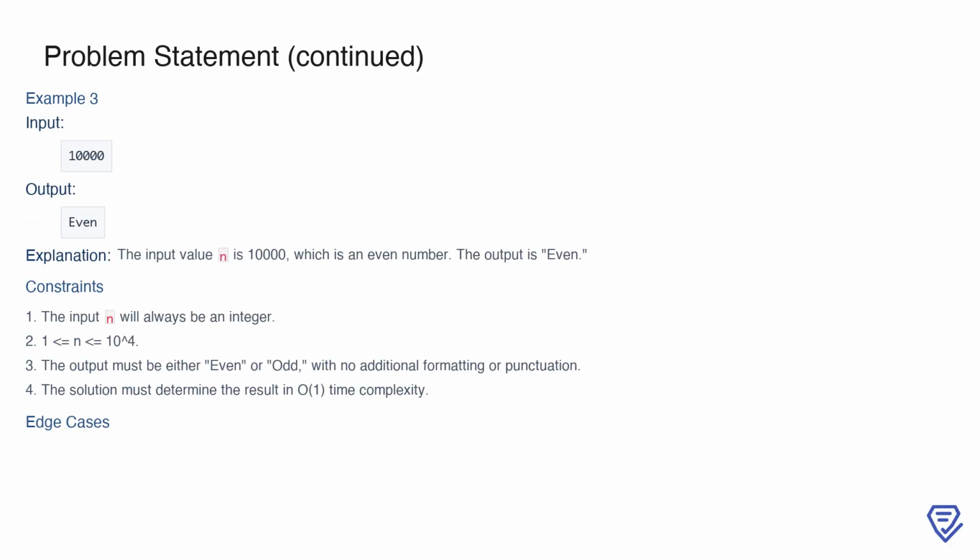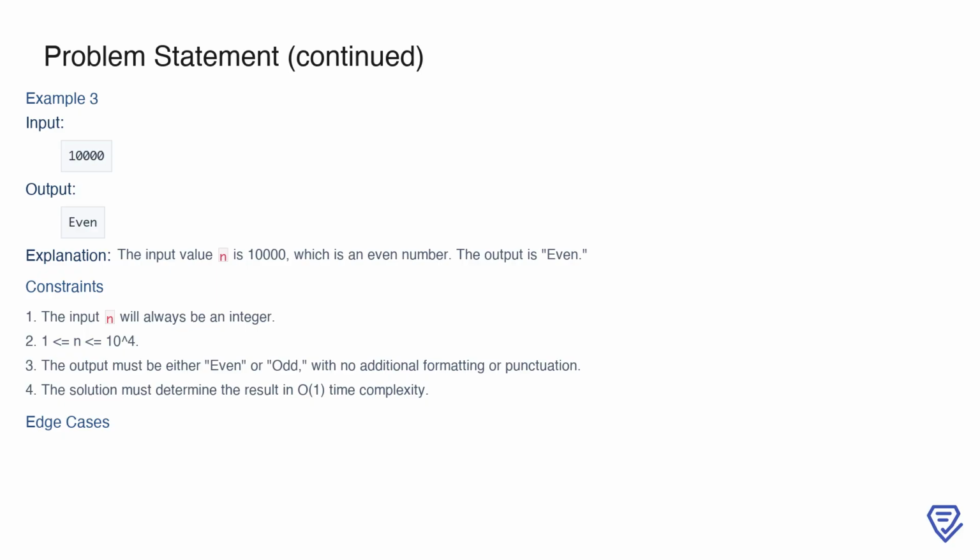Another example is when the input is the maximum allowable value, 10,000. Since 10,000 is an even number, the output should be the string even. The problem also specifies some important constraints to consider. The input n will always be an integer within the range of 1 to 10,000, and your output must be strictly either even or odd, with no additional formatting or punctuation.